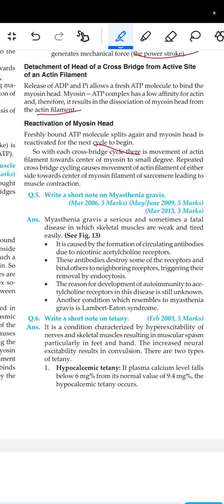So with each cross bridge cycle there is movement of the actin filament towards the center of the myosin to a small degree. Repeated cross bridge cycling causes the movement of the actin filament of either side towards the center of the myosin filament of the sarcomere leading to the muscle contraction.